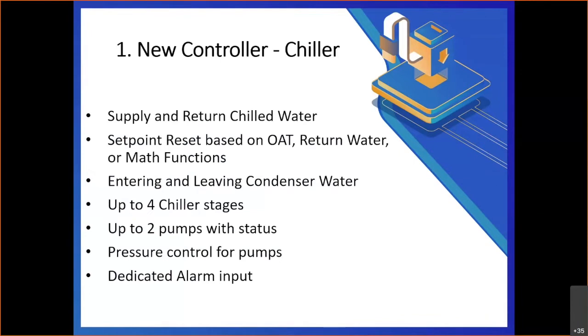We've got points in here for supply and return chilled water. We have set point reset. So we can reset our target chilled water set point based on outside air, based on return water, based on math functions. Okay, remembering that we have the master follower communication arrangement on the ProLon networks, the chiller controller is going to be a follower controller.